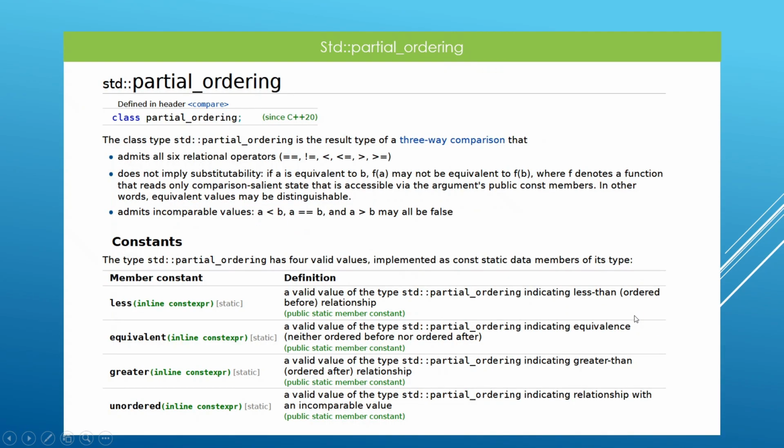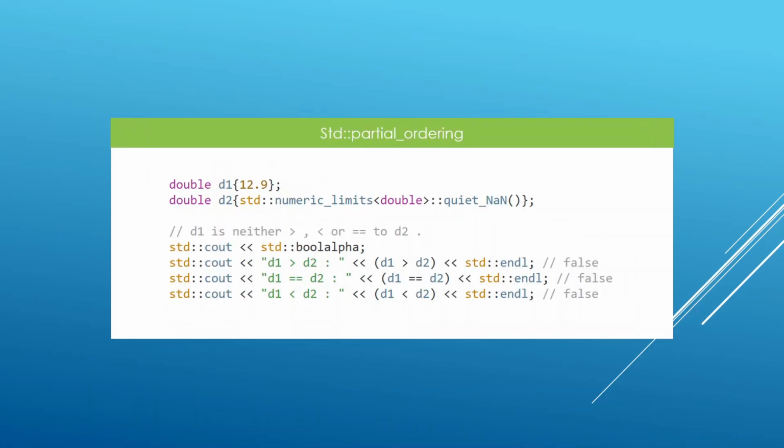Now, let's see what the official documentation has to say about this. Again, partial ordering is a type you get if you try to compare things using the three-way comparison operator. It can be used by the compiler to generate all the other operators. It also supports equivalence and not absolute equality, just like what we saw in weak ordering. And it supports incomparable values. This is what we mean here. And look at what we have here. Comparing with less than, comparing with equals, comparing with greater than may all be false. And this is what we just saw in this example here. This is a special feature of partial ordering.